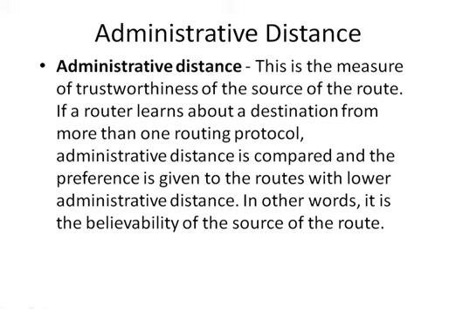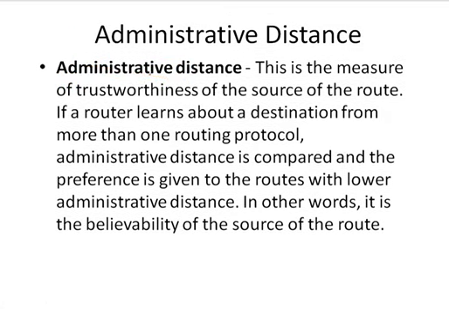So what is basically administrative distance? This is the measure of trustworthiness of the source of the route. Who is telling me that particular path? Suppose on the same router we have static routing also, we have EIGRP also. Now both the routing methods give a specific route to the router. Now which particular route path will this router believe?